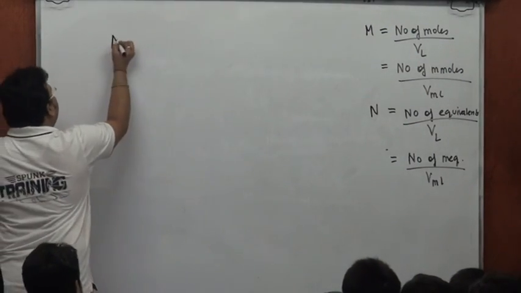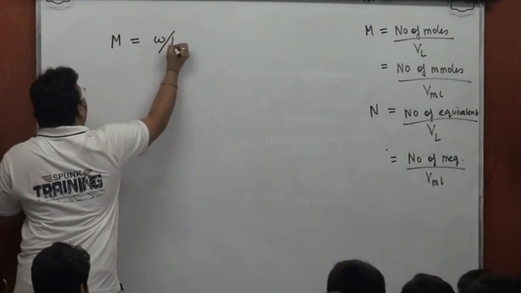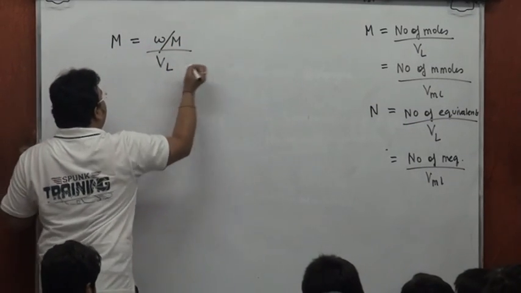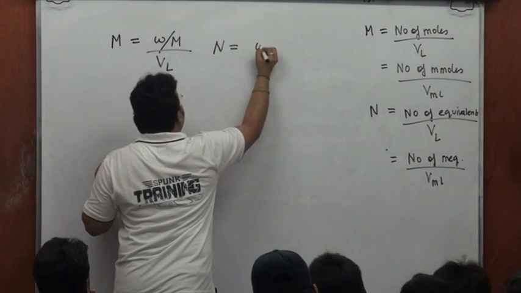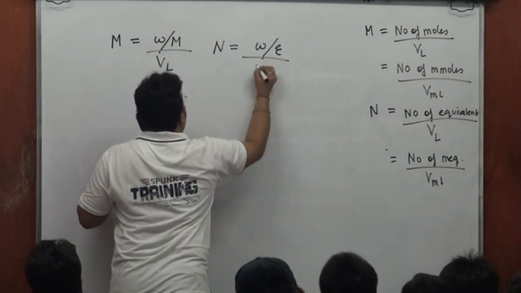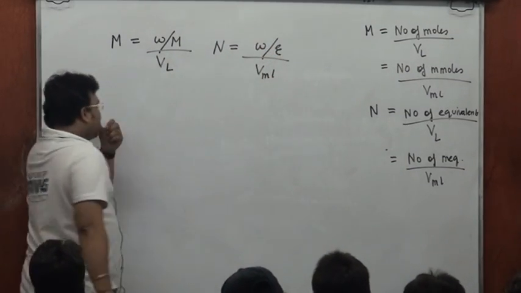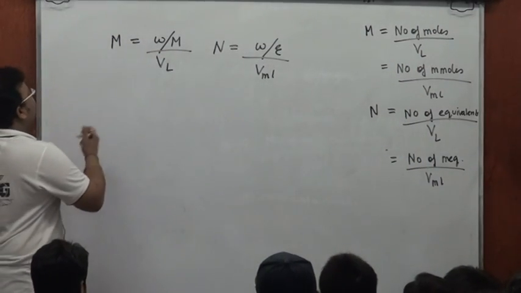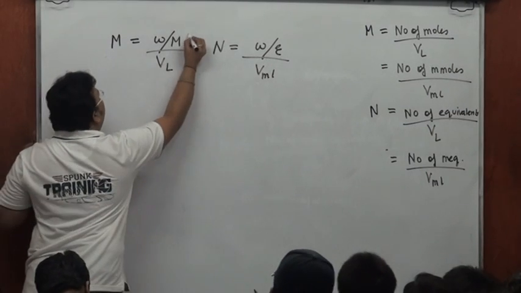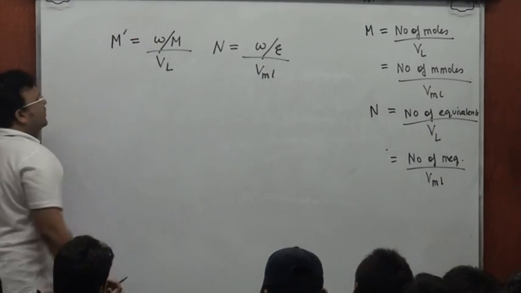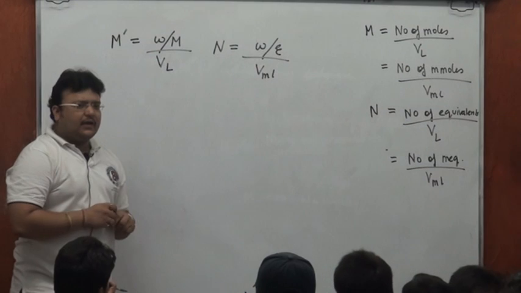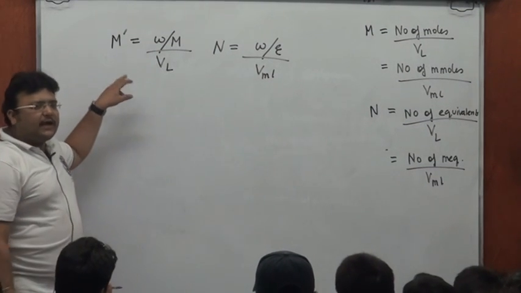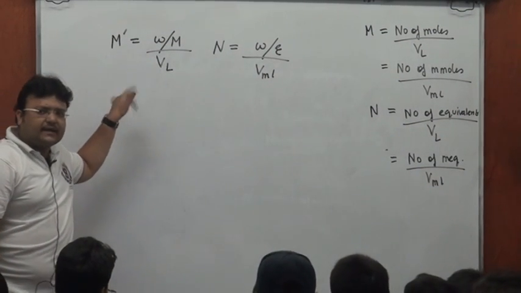Realize if this capital M was W by M upon VL, and if the normality is W by E upon VML, I don't want you people to get confused between this capital N and this capital M. So I'll call this M prime. Let capital M be molecular weight only, and for molarity I'll be using M prime.